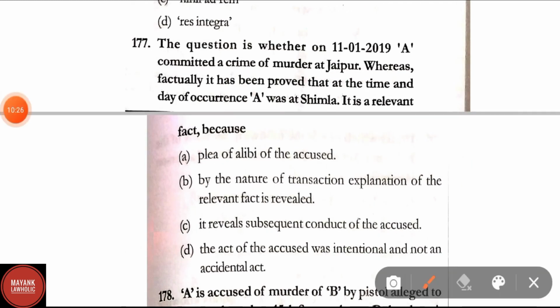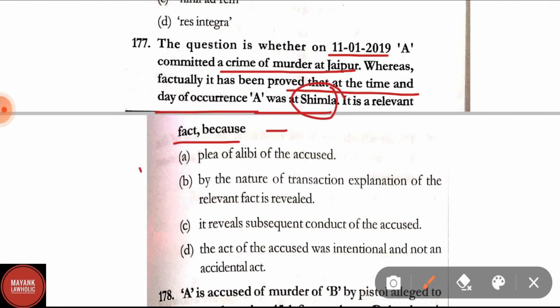Question number 177. The question is whether on 11 January 2019, A committed a crime of murder at Jaipur, whereas factually it has been proved that at the time and day of occurrence A was at Shimla. It is a relevant fact because option A, plea of alibi of the accused. Option B, by the nature of the transaction explaining of the relevant fact is revealed. Option C, it reveals subsequent conduct of the accused. And option D, the act of the accused was intentional and not an accidental act. Here correct answer is option A, that is plea of alibi of the accused.